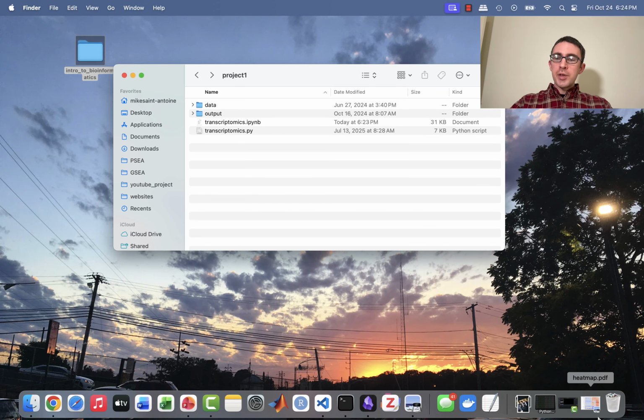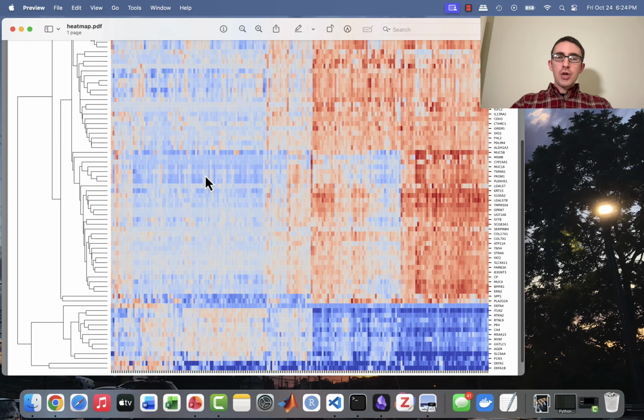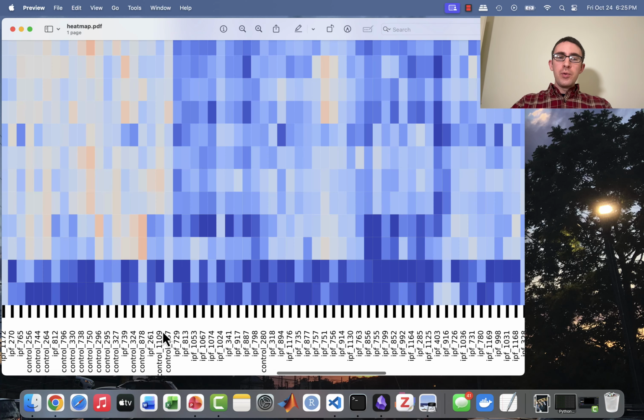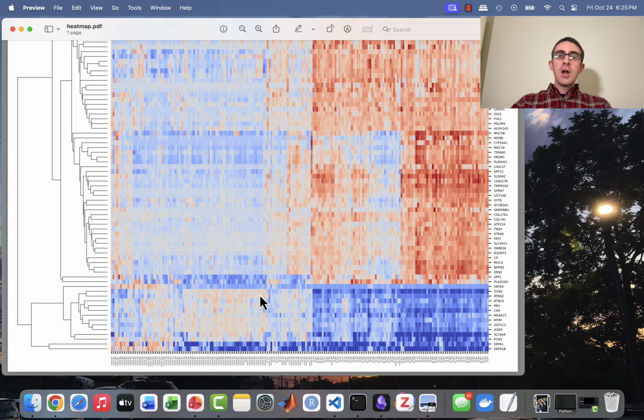So I'll just start by showing you guys what the end result will look like. So this is what the heat map result is going to look like, basically. It has this grid, this matrix, where every row in this grid represents one gene, and they're labeled on the side here. And then every column represents one sample, basically. And if you zoom in far enough, you can see the samples actually labeled according to if they were IPF or control samples.